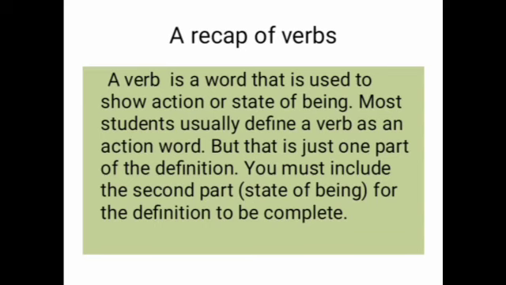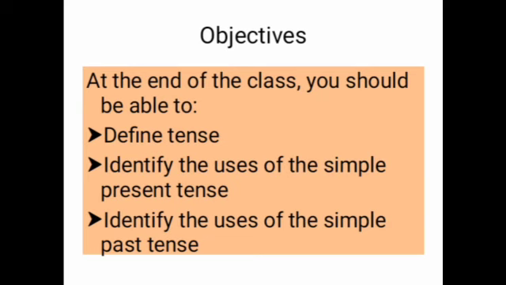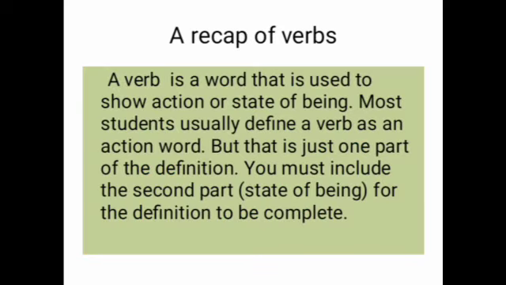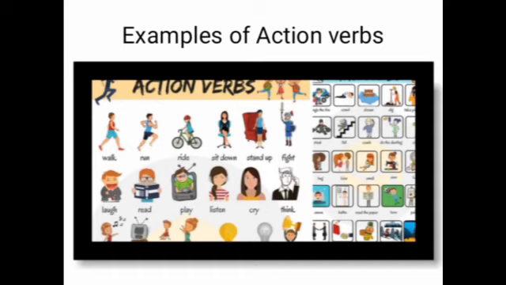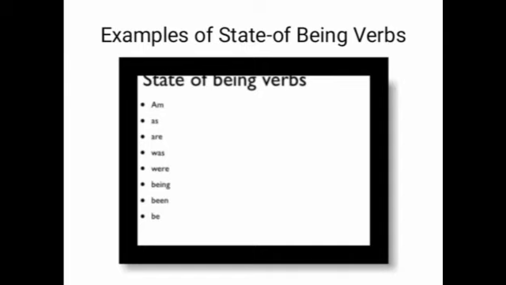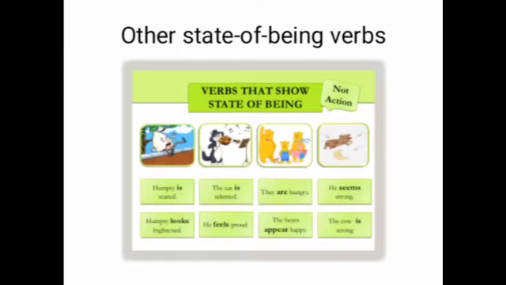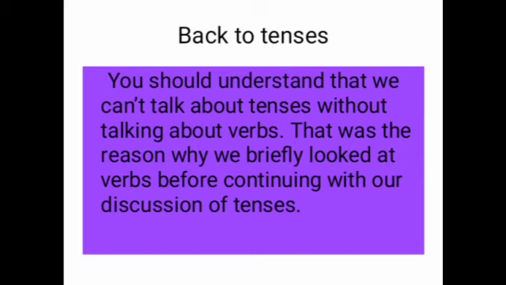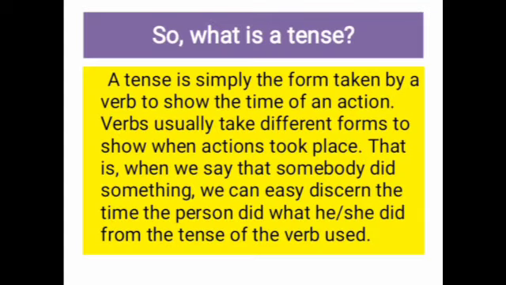We started by looking at verbs as words used to show action or state of being, and we also saw examples of action verbs and state of being verbs. Then we went on to look at tenses, and we said that tense is the form taken by a verb to show the time of an action, the form a verb takes to tell us when an action took place.